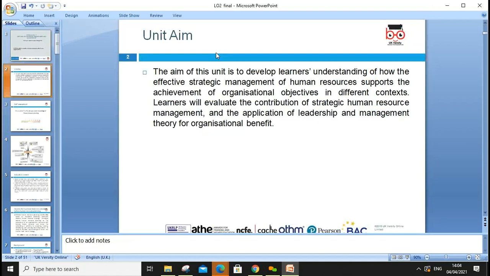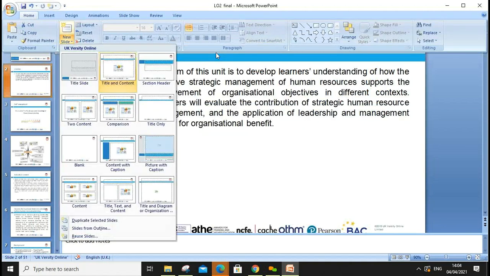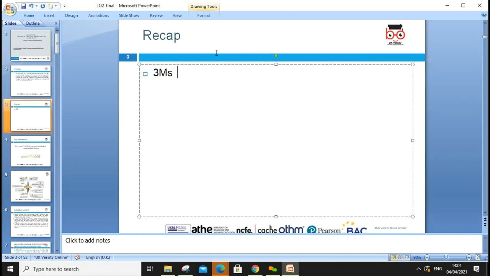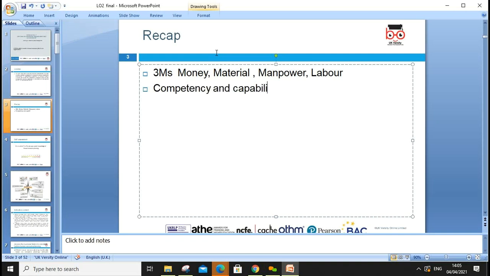We'll start. Okay. Does anybody remember what we discussed last lesson, please? We'll do a bit of a recap first. Anyone? Do we remember anything? What we discussed? We looked at the 3 M's. Yes, we discussed money, material, and manpower, which means labor. Yes, so what else? We discussed competency and capability, and the difference between them.